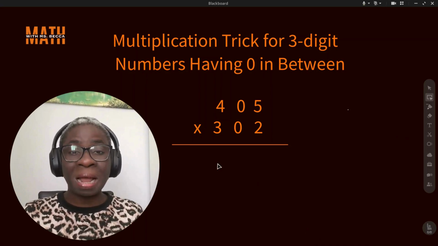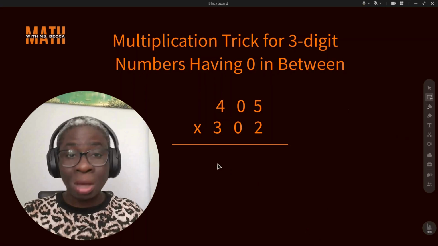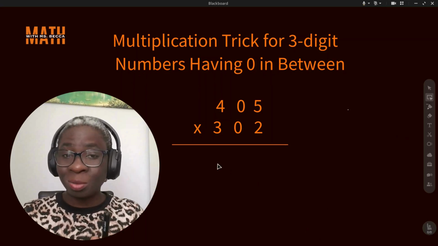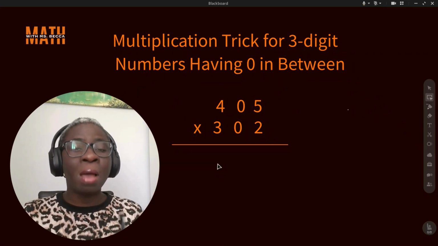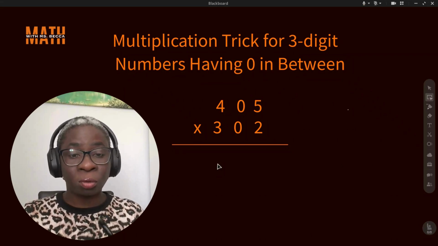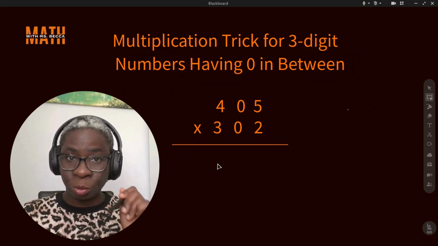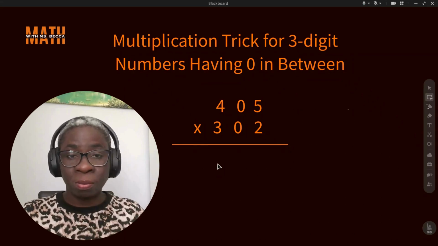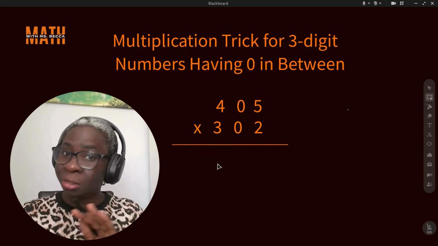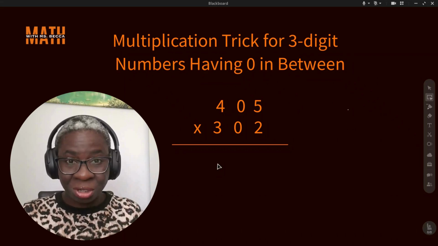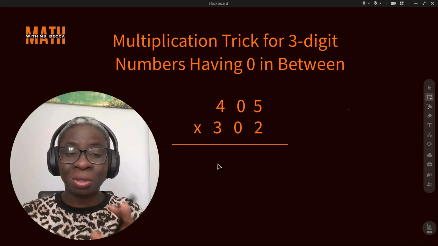How do we multiply three-digit numbers without having to go through the long multiplication method? That is what I will be showing you in this video. Please note that this trick works for only three-digit numbers that have zero in between. If the three-digit numbers do not have zero in between, this trick will not work. So this trick is strictly for numbers that have zeros in between.